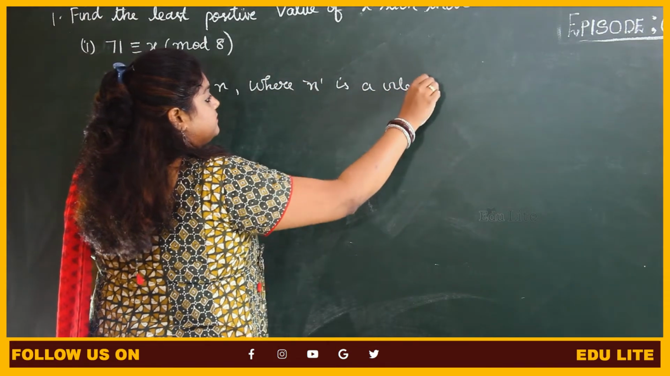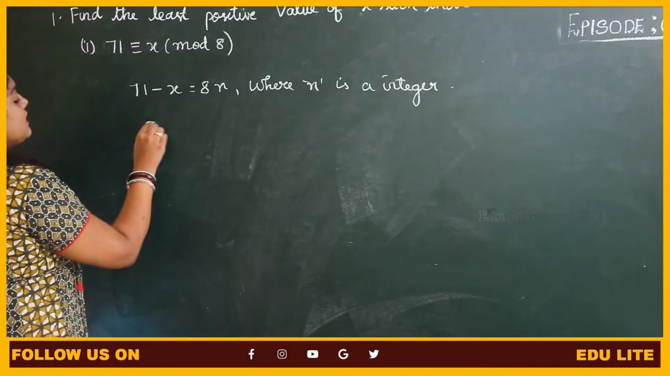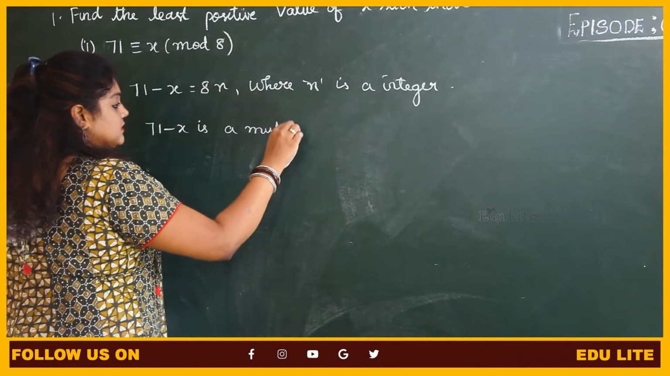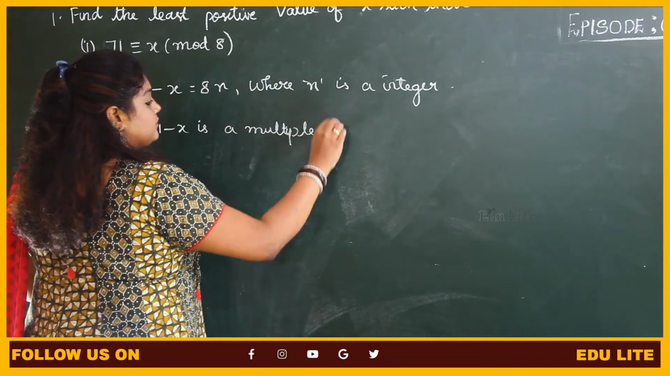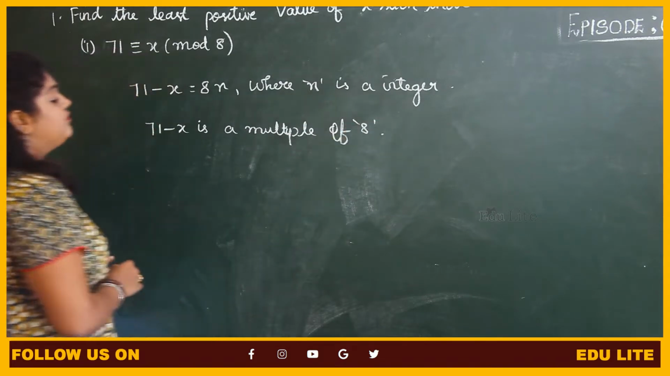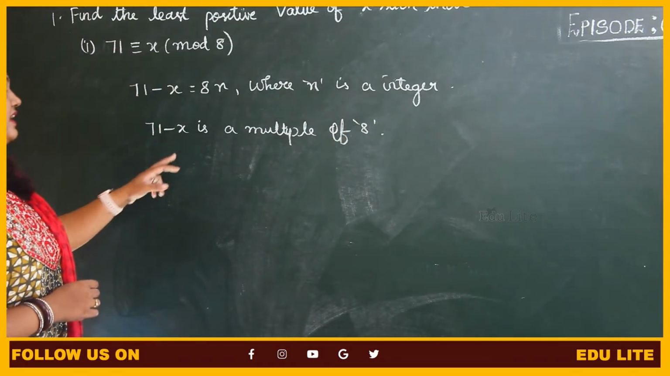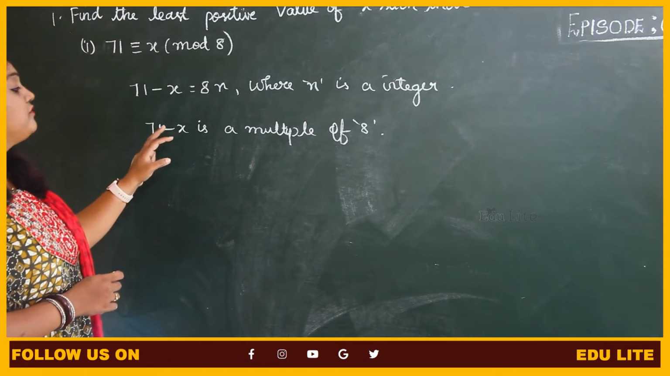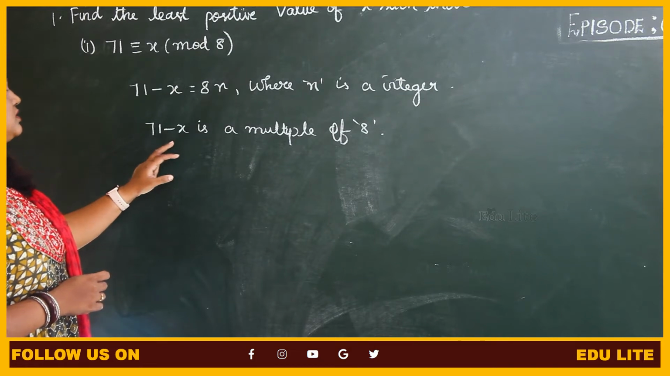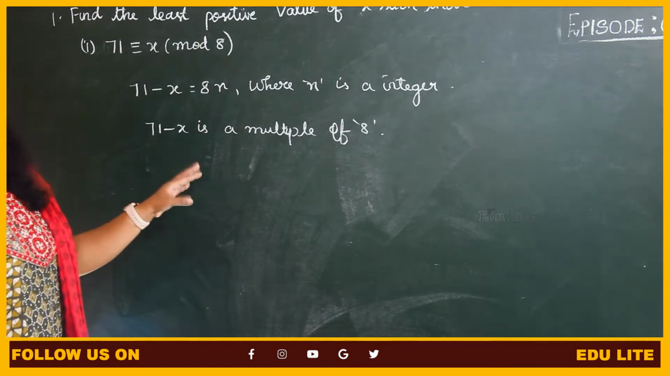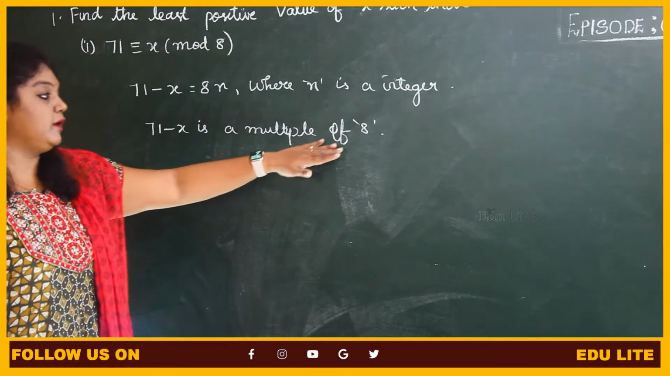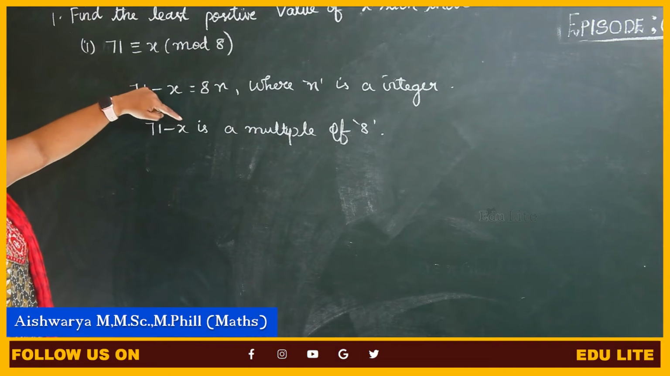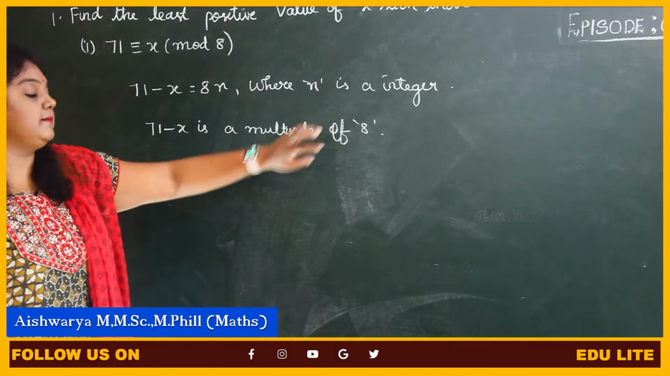So what does this mean? 71 minus x is a multiple of 8. So what we have to do is choose the value of x in such a way that after subtracting it from 71, the result is a multiple of 8.